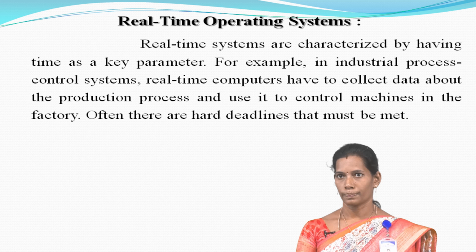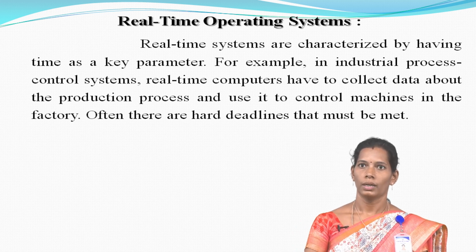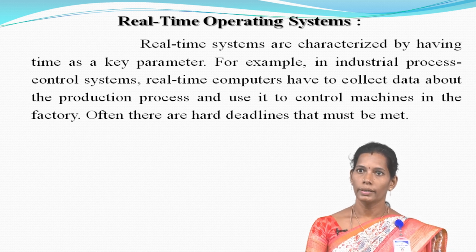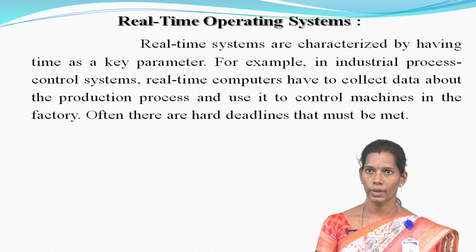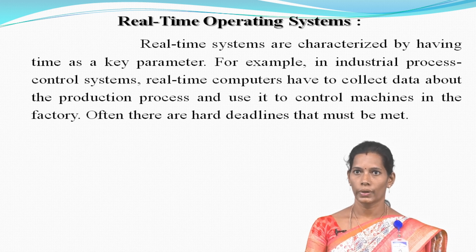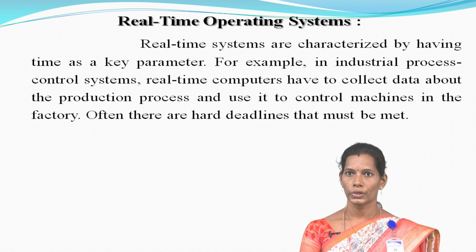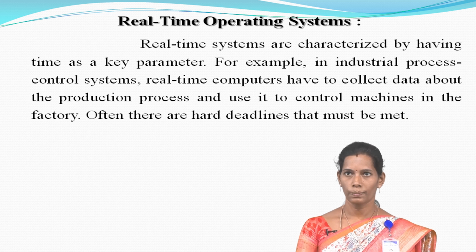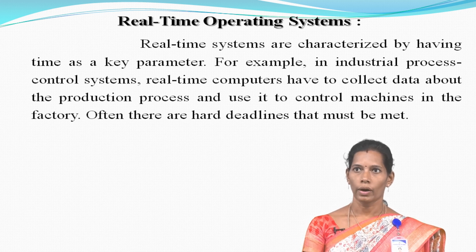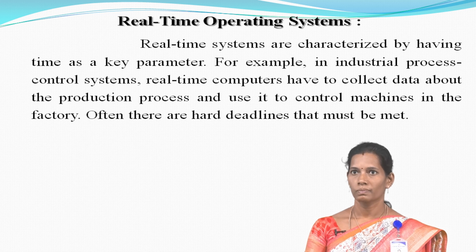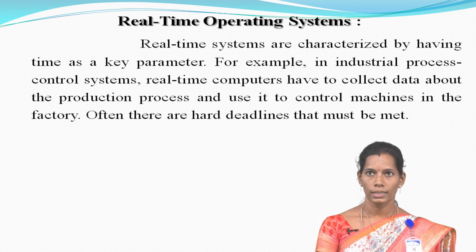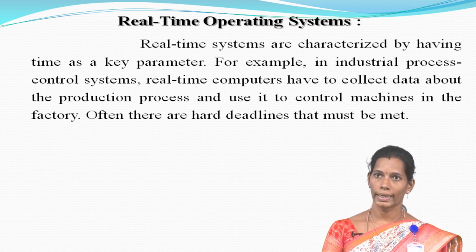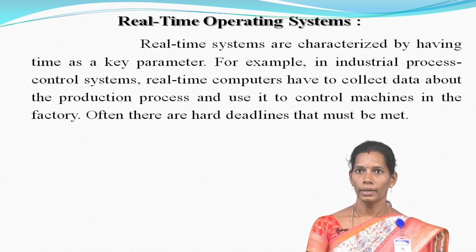Real-time operating systems. Real-time operating systems are characterized by having time as a key parameter. For example, in industrial process control systems, a real-time computer has to collect data about the production process and use it to control machines in the factory. Often, there are hard deadlines that must be met. For example, if a car is moving down an assembly line, certain actions must take place at certain instants of time. If a welding robot welds too early or too late, the car will be ruined.